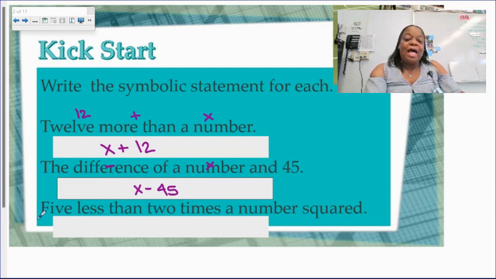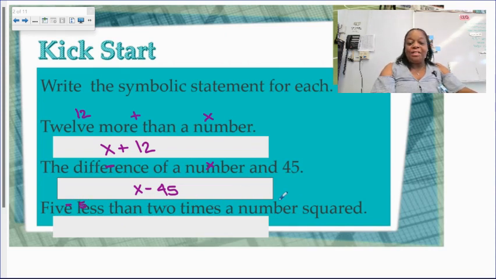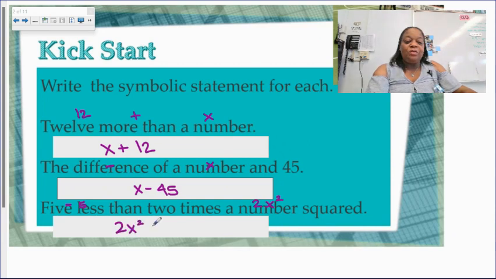Next one, 5 less than 2 times a number squared. Oh, that is a mouthful. So we have 5 less than, so that's going to be minus 5. And then 2 times a number squared. We know x is going to represent a number. They want us to do 2 times it, so I'm going to put a 2 here. So 2 times the number, and then we're squaring that. To put that all together, here's my 2 times the number squared, and we're going to take away 5 of them. So minus 5. All right, so go ahead and check. Hopefully you got those all correct. We're going to continue to work with those today.